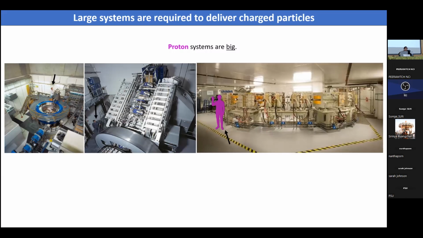The accelerator and then the energy selection system. And I'll talk about these components in detail in a little bit. But these systems are big, right? I wouldn't really say they're on the human scale. They take up multiple rooms, so a little bit bigger than that, maybe the scale of a house or a building.